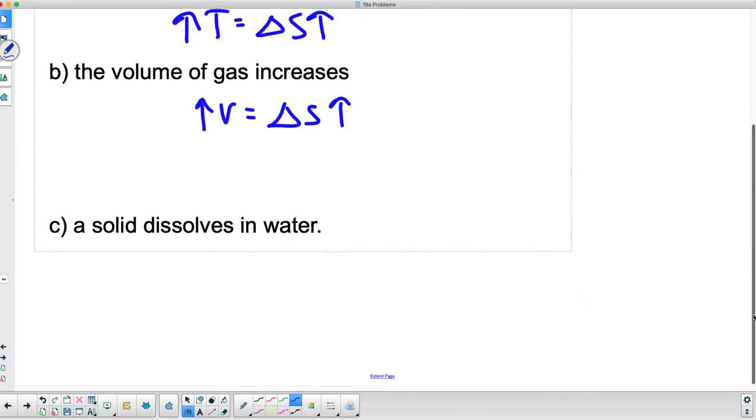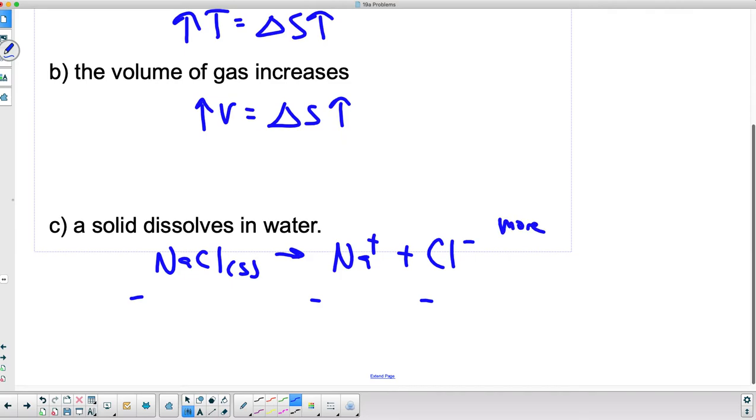So how about when a solid dissolves? Again, that means my solid changes to more than one particle, so I have 1 mole of that and 1 mole of that. When I start with 1 mole, it's more particles. More particles means an increase in randomness for delta S.